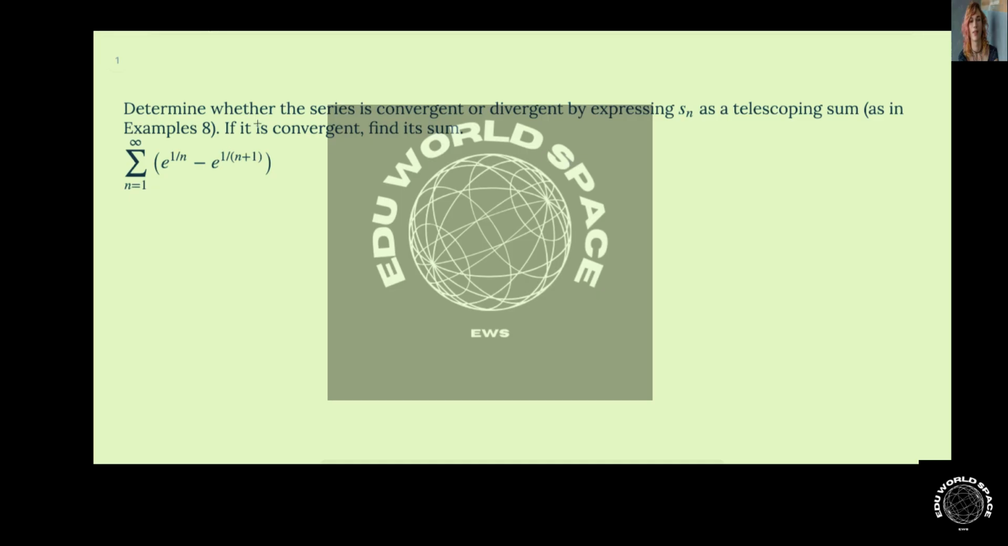Let's determine whether this series converges or diverges by expressing Sn as a telescoping sum. And then if it converges, we'll go ahead and find that sum as well. So Sn, recall by definition, is just the sum of the first n numbers, where your An is this thing that's being added up.